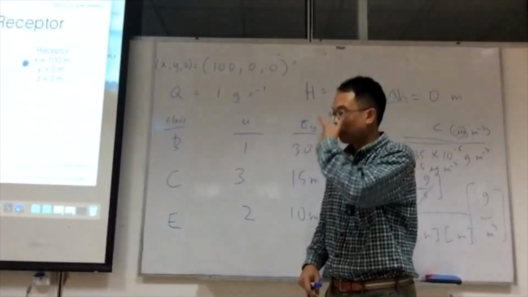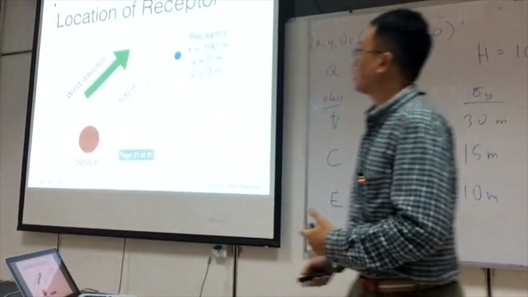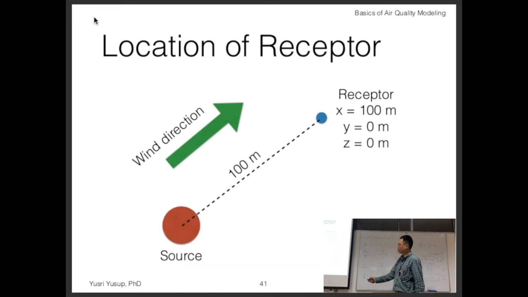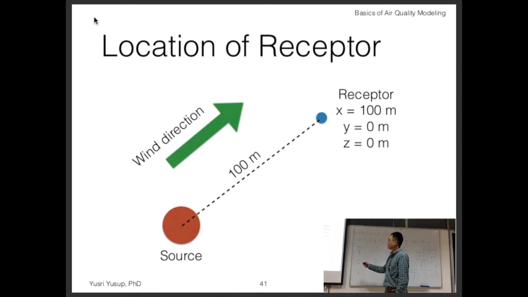Now, what you've calculated just now is just the along wind concentration. This is the source at 100 meters. Y is 0 because it is based off of this line, and Z is 0 because it's at the surface. So 100, 0, 0. Notice that this X here is aligned with the wind direction. Now, if the wind direction changes, then this coordinate system would also change according to the wind direction.